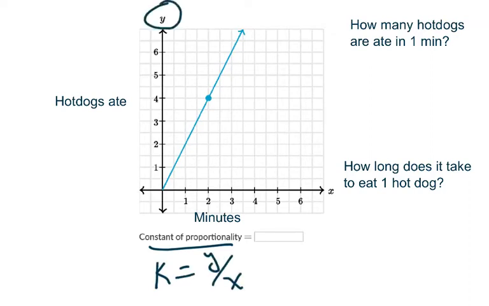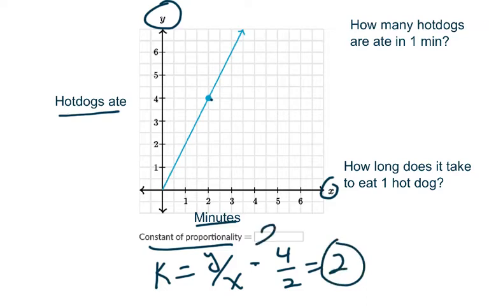So here's your Y value, which is hot dogs. Here's your X value, which is minutes. And so we can come up to this point right here. That means we're going to come up to 4 over 2. And so our constant of proportionality would be 2.